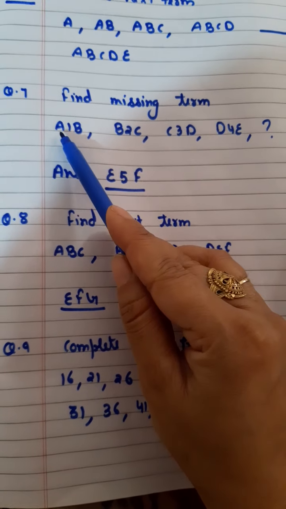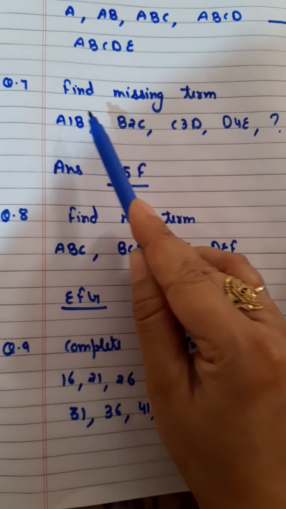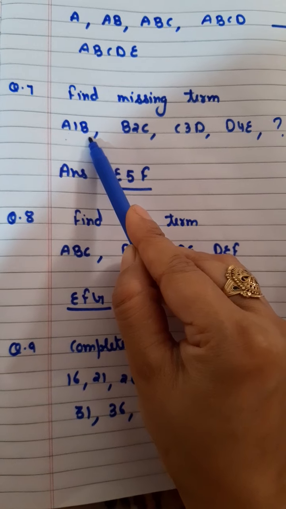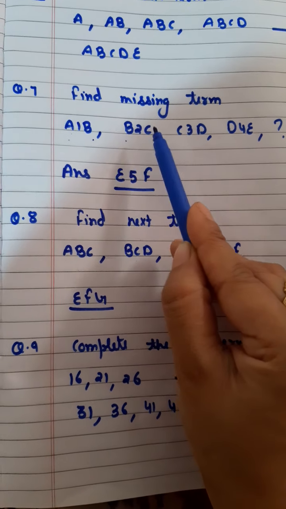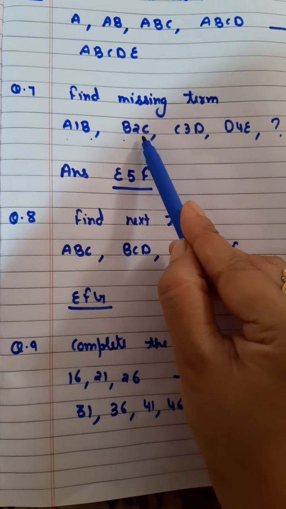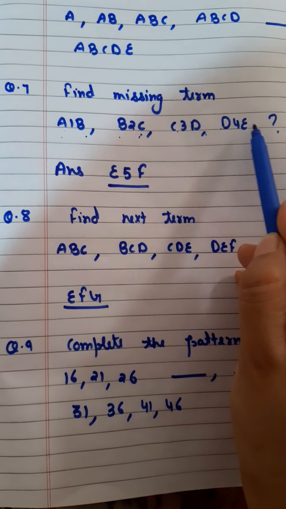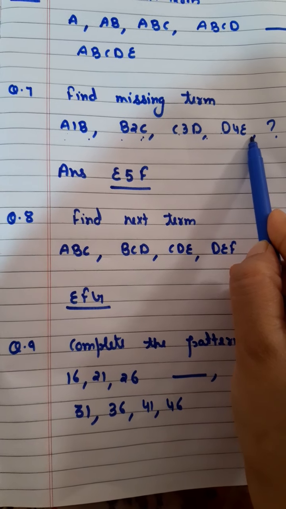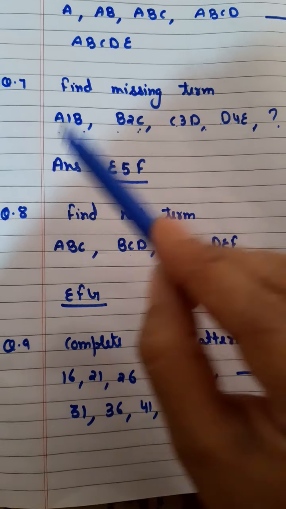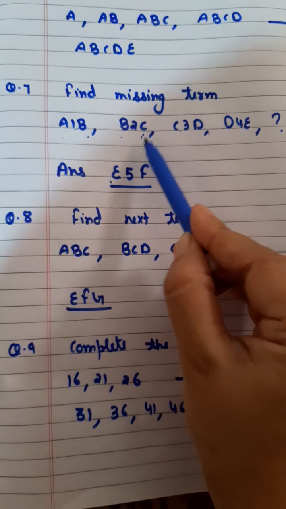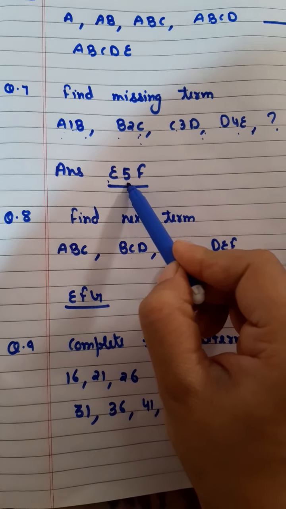Again, see. A, then B. First of all, check the alphabets. A, then B. Then they had started with B only. B, then C. Then they started with the last alphabet C, then D. Then D, then E. It means after E again it will be E. So I have written here E. Then the next 1, 2, 3, 4. Then it will be 5.